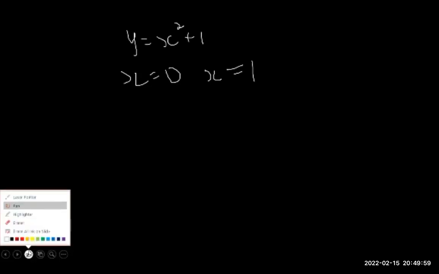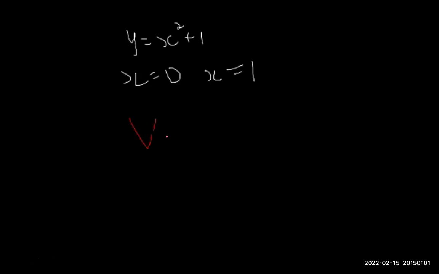Anyways, they give you the equation y is equal to x squared plus 1. They told you the boundary of x is equal to 0 and x is equal to 1. I have all the information I need to find the volume of this solid because I know the formula: volume is equal to pi by the integral of f of x squared.